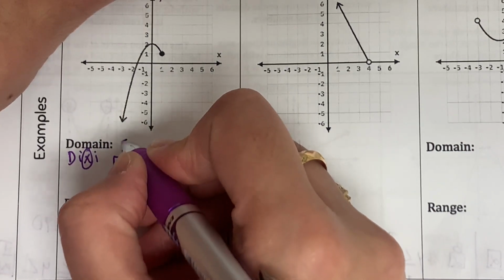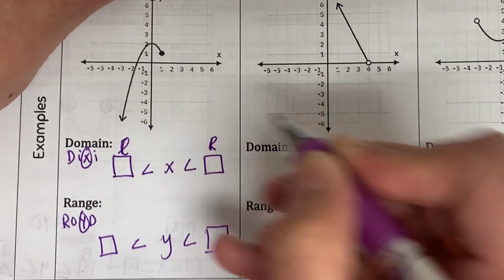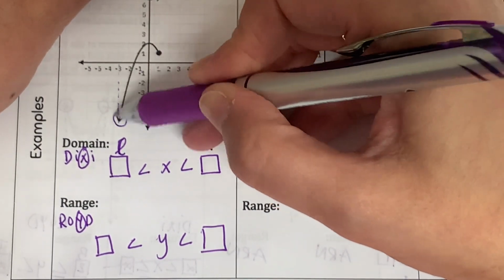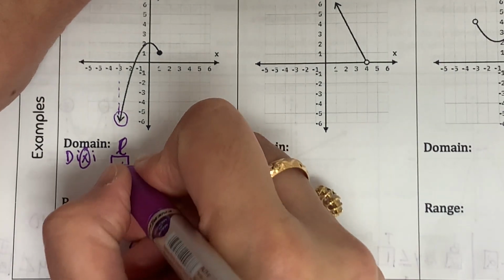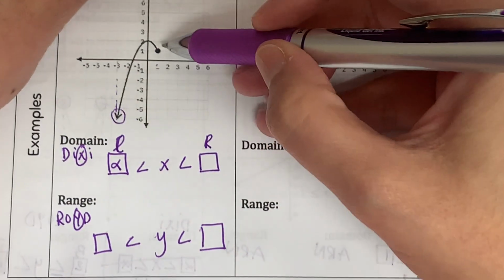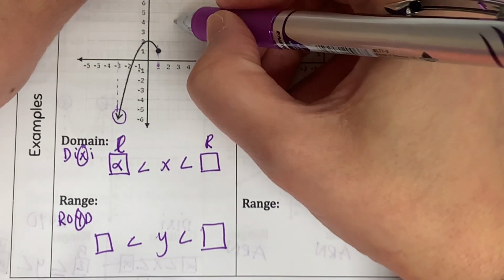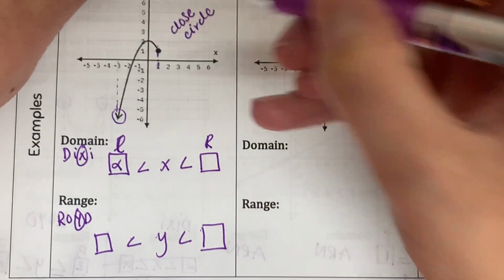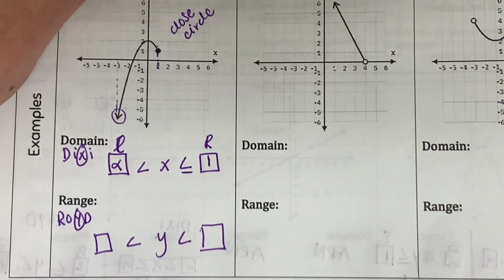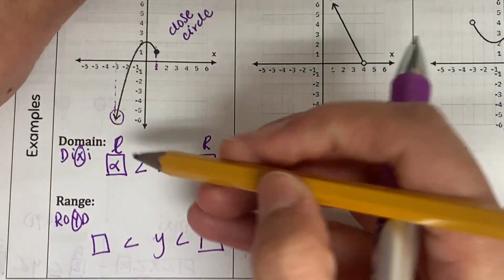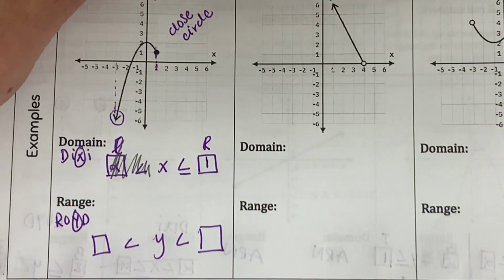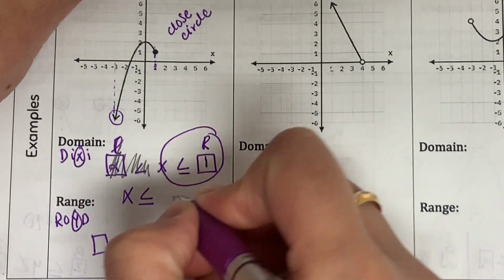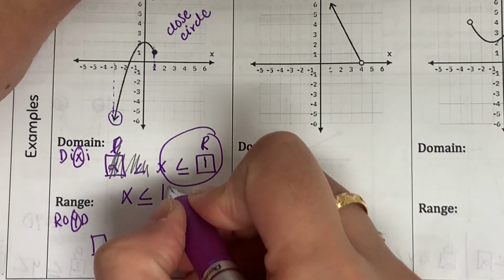Domain is left to the right. So I'm going to read the leftmost point. The leftmost point over here is arrow, so infinity. And the rightmost point over here is a closed circle. And the x value is 1. So put the angle. You don't need that part. So this is your answer. X less than or equal to 1.